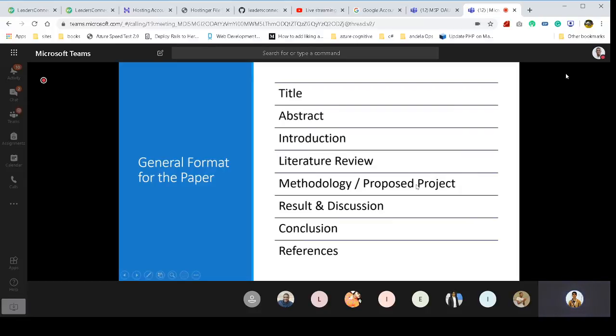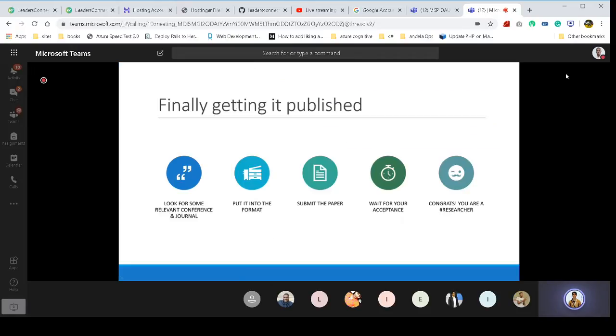Finally, once you're done writing your paper, you get it published. How do you get it published? You look for relevant conferences. There are many research conferences happening here and there. For example, IEEE conducts almost 1500 to 2000 conferences worldwide every year, which means every day there are two to three conferences happening somewhere in the world, right? So you have conferences to look at, and IEEE is a good agency. I mean, they are good with research.